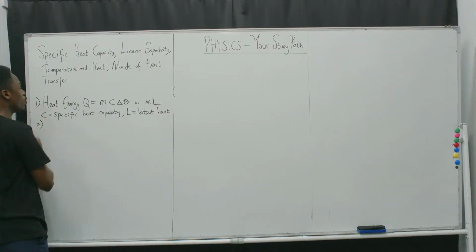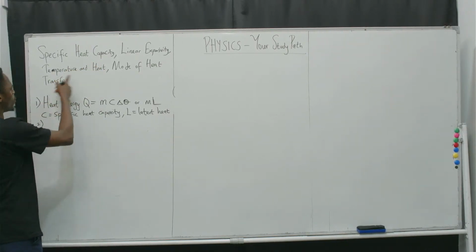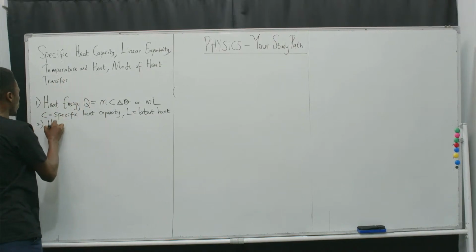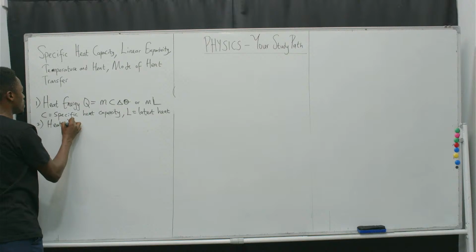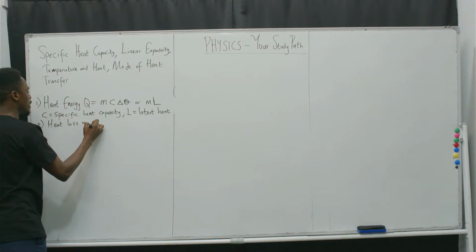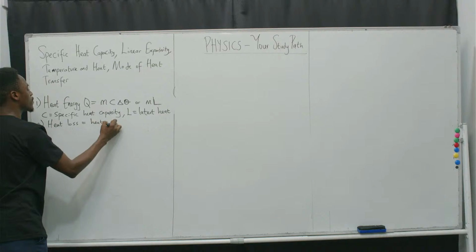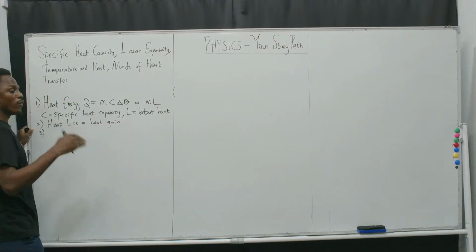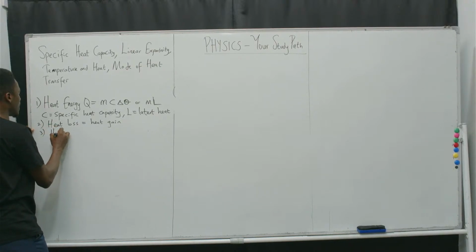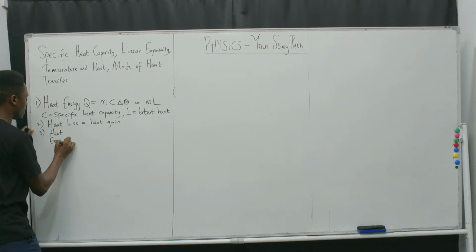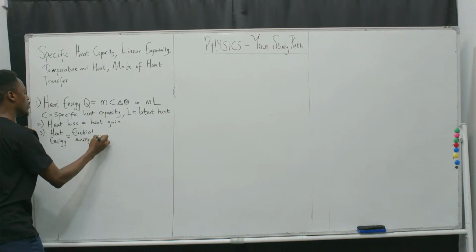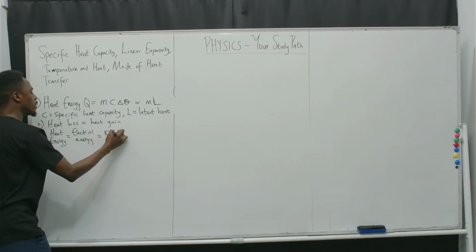Now, not forgetting the conversion ratio under heat, we make reference to heat loss being equal to heat gain. Let's work with that: heat loss equals heat gain. Also, you have energy conversion such that heat energy is equal to electrical energy, and can also be equal to kinetic or potential energy.